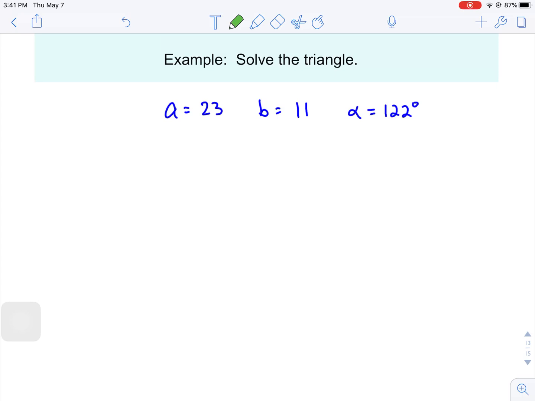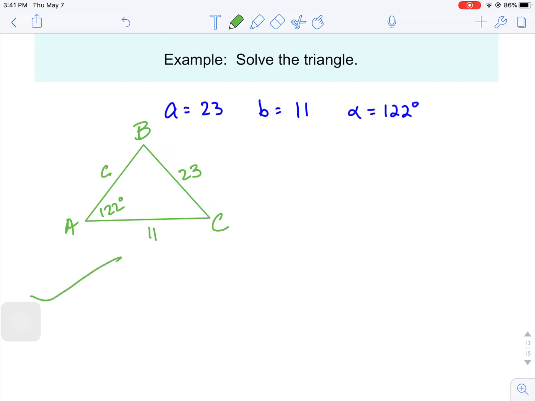Now here's another one. Let's see what happens with this. Let's draw our generic triangle. I'm going to label it A, B, C. A is 23, B is 11, and alpha is 122 degrees. So let's solve this using law of sines. I know that I can because I have an angle and the side opposite it. So we're first going to solve for angle B.